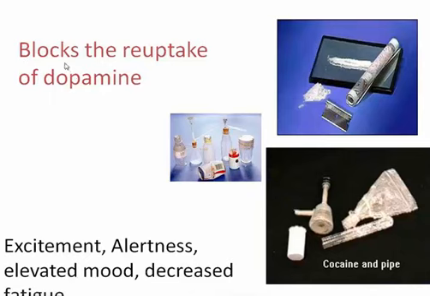How cocaine works is it works at the fifth step of the synapse. It blocks the reuptake of dopamine. Dopamine is supposed to be released, turn the key in the lock, and then be reuptaken. But cocaine blocks it from being reuptaken. Since it stays in the synapse, it causes dopamine to work harder. I kind of went over that in another one. So the effects of cocaine are excitement, alertness, elevated mood, and decreased fatigue.